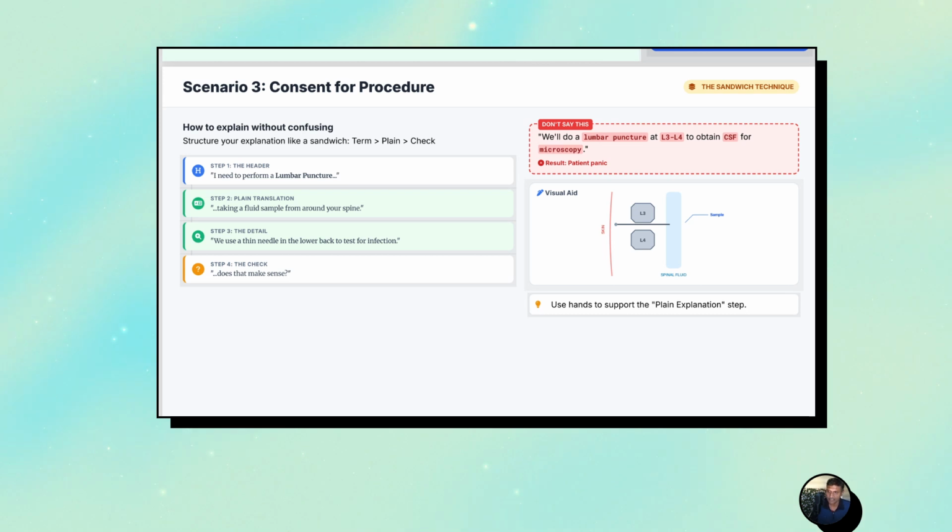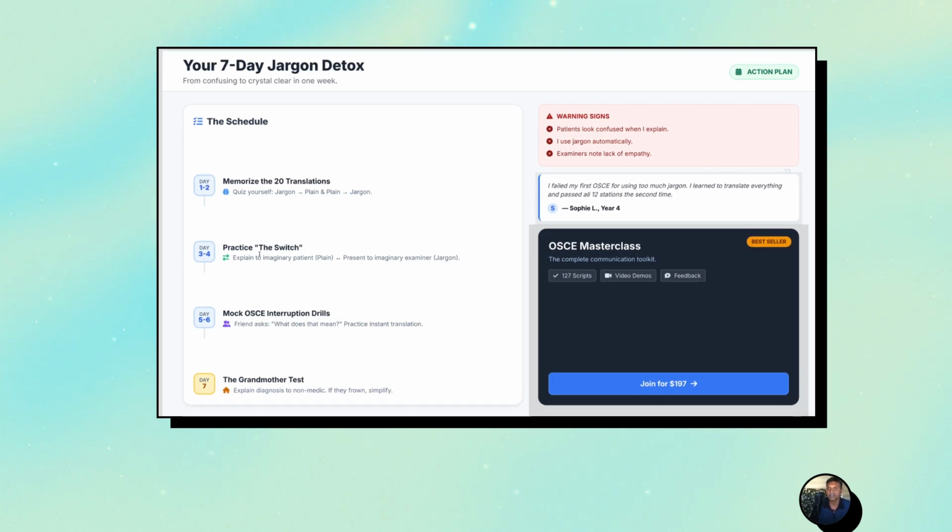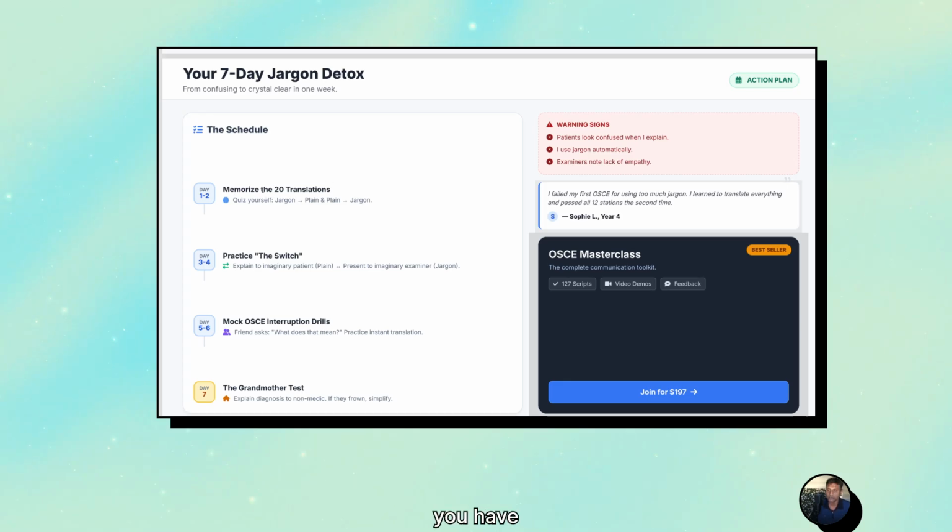Then the last slide is, you have to memorize these 20 translations. Make sure you use both jargon and simple language. Practice with an imaginary patient, present to an imaginary examiner where you can use jargon, and try mock OSCE interruption drills where you do role plays with a patient or with your friend and they say, what does that mean? So try to use jargon and practice explaining it in simple terms, because in the exam that can happen.